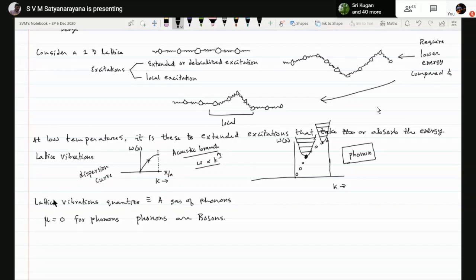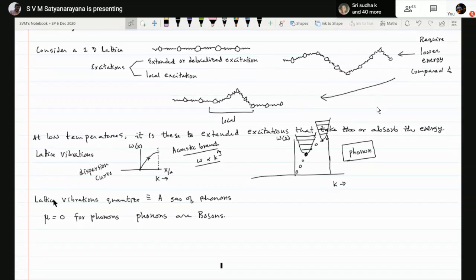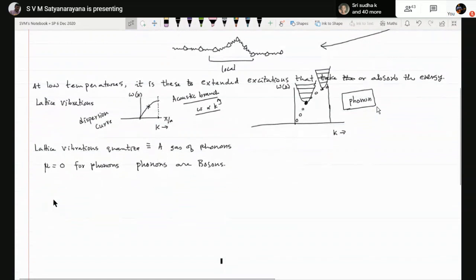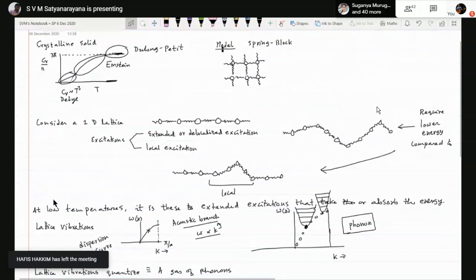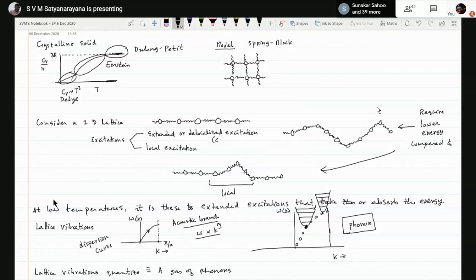Now, if we understand this, then we have to ask a question: at low temperature, these are the phonons that are getting excited. That means basically these collective excitations. That is the word which I was not remembering: these are called collective excitations.